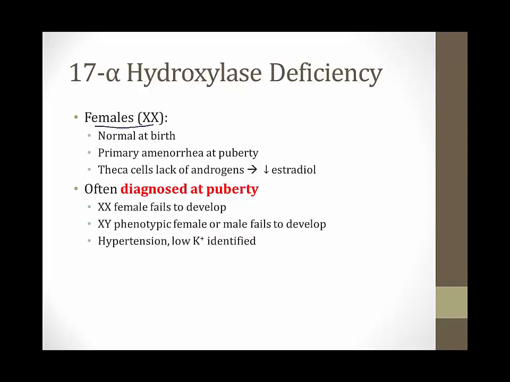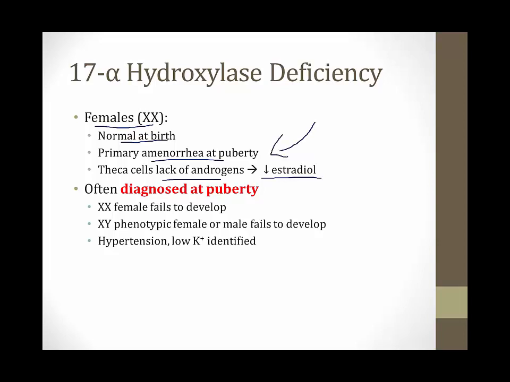In a female with two X chromosomes, the baby will appear normal at birth. However, that baby will develop primary amenorrhea at puberty. She will not menstruate. Why does this happen? That's because her theca cells cannot produce androgens, and androgens from the theca cells are used to make estrogens like estradiol. So this female will have low estradiol levels at puberty, and thus she will not develop secondary sexual characteristics and she will not begin menstruating.